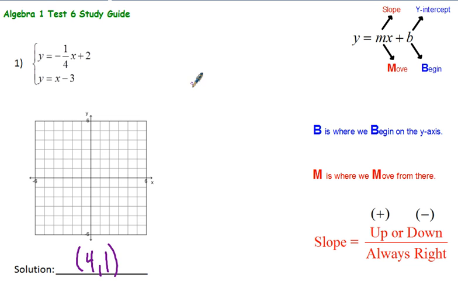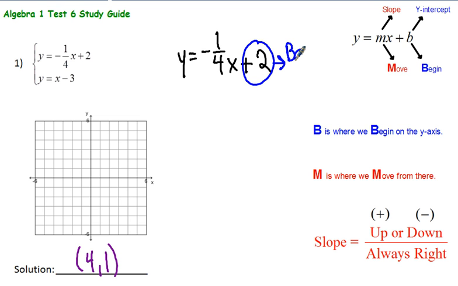Alright, so let's try y equals negative 1/4 x plus 2. We're going to begin, as we said, at the y-intercept, so I'm going to begin at 2. Then I've got a slope of negative 1/4, so that means I'm going to go down 1 and right 4. So I go down 1, right 1, 2, 3, and 4. And then I want to connect my points.